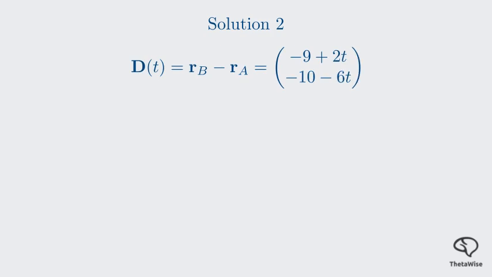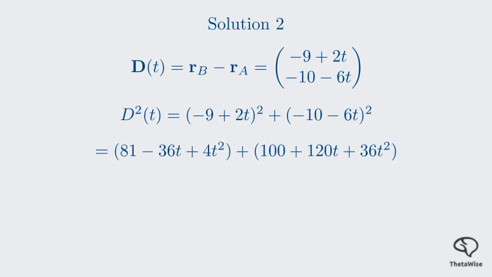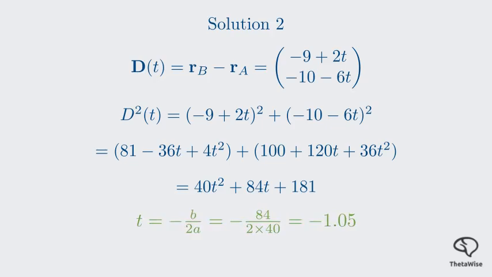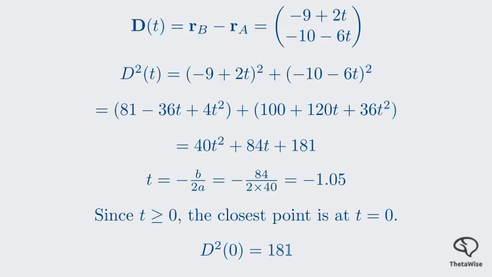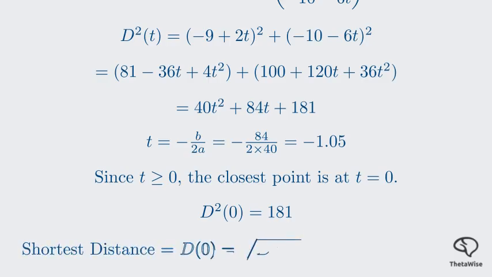Now we find the squared distance, d squared. We square the components of d(t) and add them. Expanding this gives 48t squared plus 156t plus 181. We use the vertex formula t equals negative b over 2a. Here a is 40 and b is 84. So t equals negative 84 divided by 80, which is negative 1.05 seconds. Since t must be greater than or equal to 0, this means the minimum distance occurs at the start, when t equals 0. At t equals 0, the distance is the initial distance. The initial squared distance is 181. The shortest distance is the square root of 181, which is approximately 13.46 units.